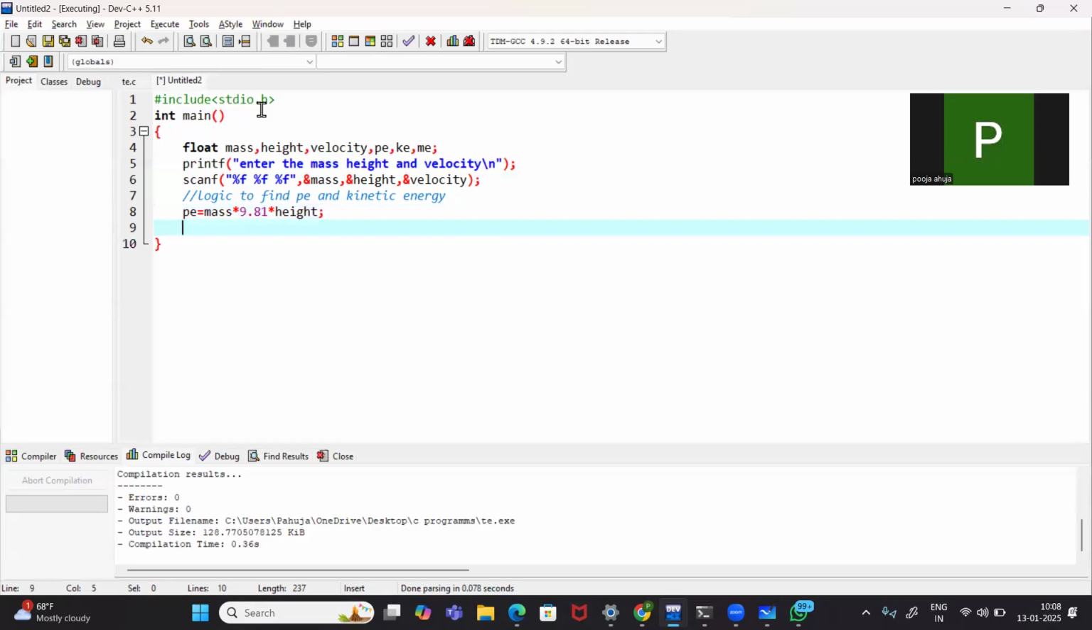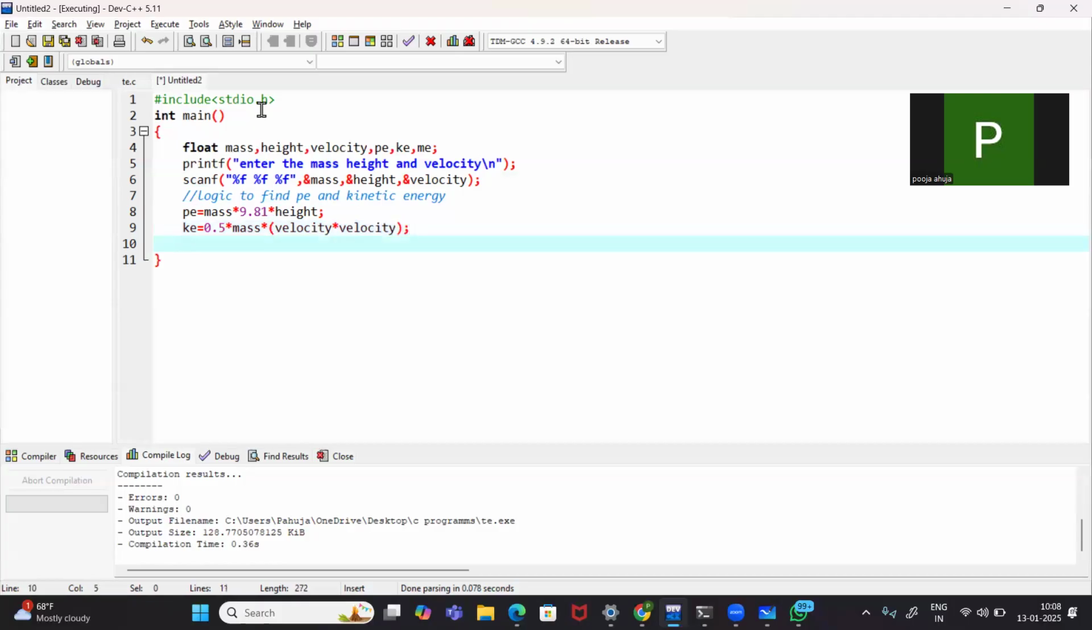Clear? So now kinetic energy I'll be calculating as half m v squared. So I'll be taking it as 0.5 star, I'm storing the mass in the variable called mass, and then velocity square. Clear? Now we have calculated our potential energy and then kinetic energy.